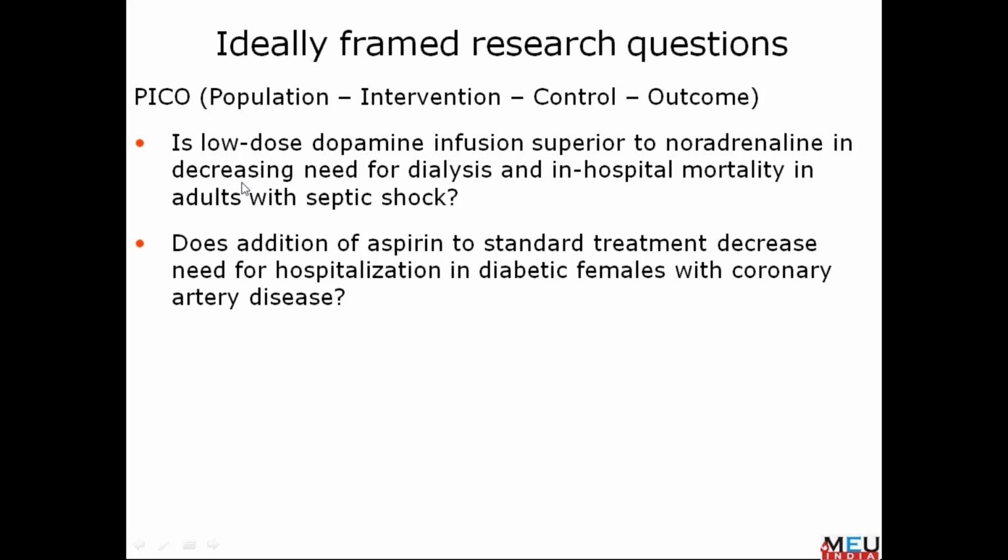So we have a population, adults with septic shock, the intervention low dose dopamine infusion, the control that is noradrenaline, and the outcome decreasing need for dialysis. Here again, diabetic females with coronary artery disease, this is the population. The intervention is addition of aspirin, control standard treatment, outcome decreased need for hospitalization. Apply the PICO.